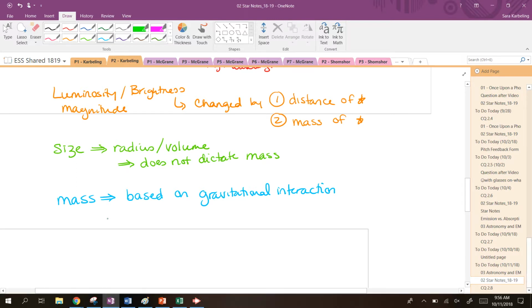And not only is mass based on gravitational acceleration, but it also determines, and this is an important piece, the life of a star.